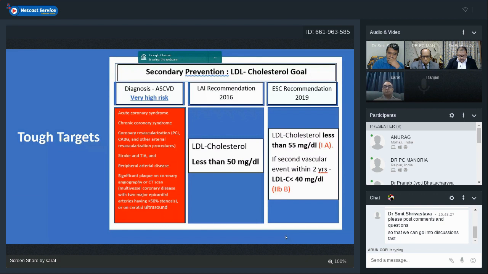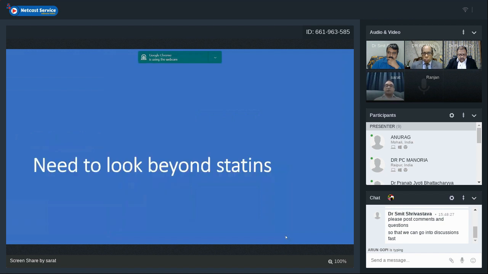There are many situations wherein statins cannot be used to the extent we would like to use, or the patient is just not able to tolerate it or not responding well yet. So we need to look at areas where we would like to bring in other agents which can help the patient to bring down the LDL further so that he gets maximum benefit from LDL lowering therapy. Need to look beyond statins.